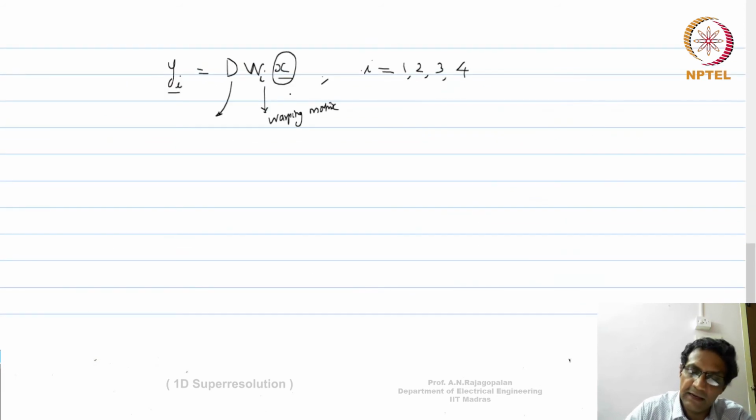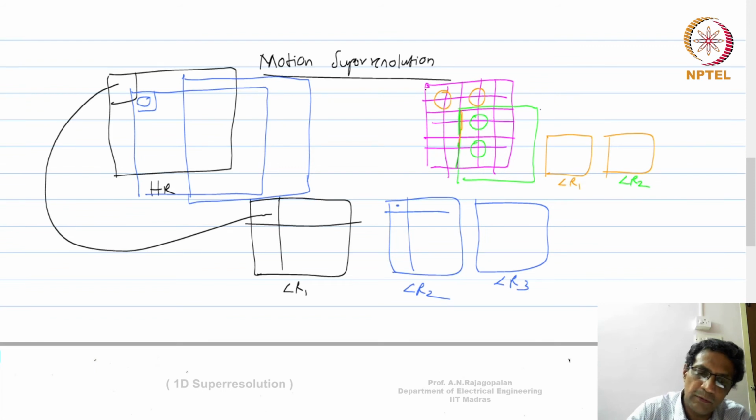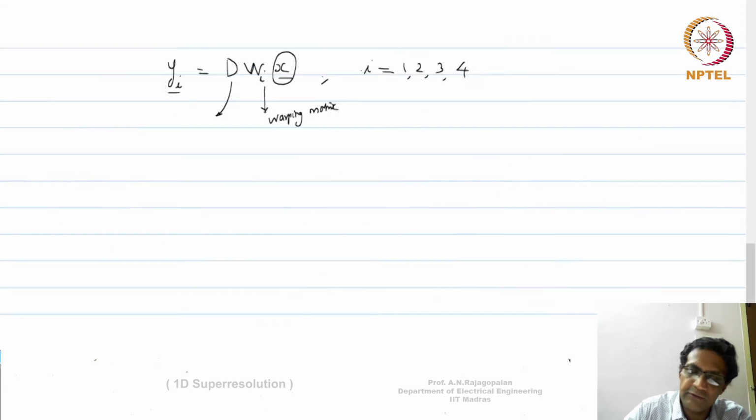Then similarly, I should apply some other matrix, let's say W3, on this original grid, because I may have gone somewhere else. After that I could have gone somewhere here, for which I may have an LR3, and so on. So in each case you will have a certain warping matrix acting on the high resolution image X. This is acting on the high resolution grid, and after that you downsample and average in order to see the observation.